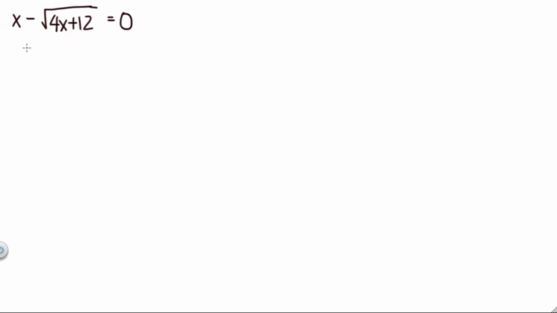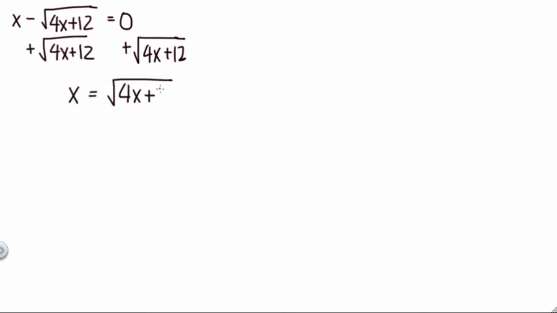For this problem, I'm going to add the square root of 4x plus 12 to both sides so that I can have just the square root on one side of the equation. After I do that, I get x equals the square root of 4x plus 12. Square rooting something is the same thing as taking it to the 1/2 power, right? So if we want to get rid of a square root, what we can do is square it.